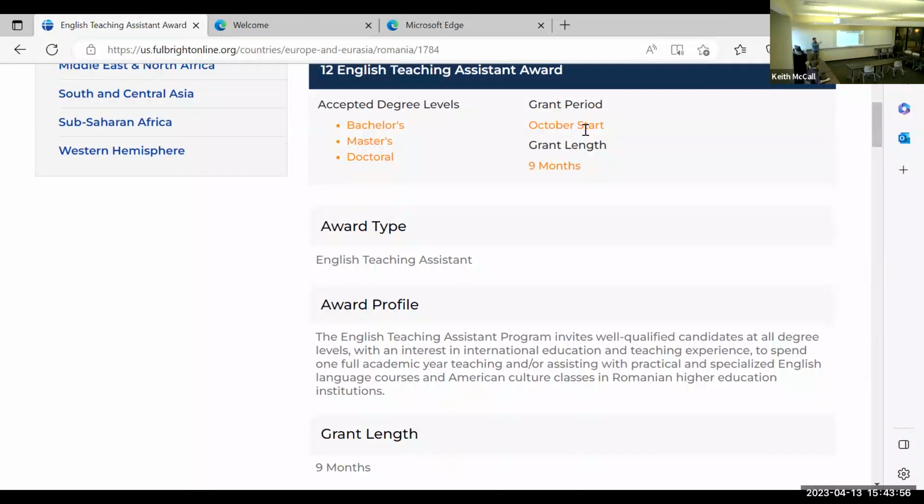It'll tell you the grant period. This one says October start, so for this ETA, they expect you to be there in October. That answers some of the questions people were asking earlier about what the tenure actually looks like. We'll go to another page or two and you'll see that the grant period will be different. They're not all going to be the same.